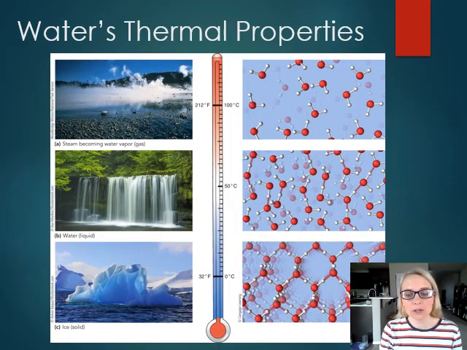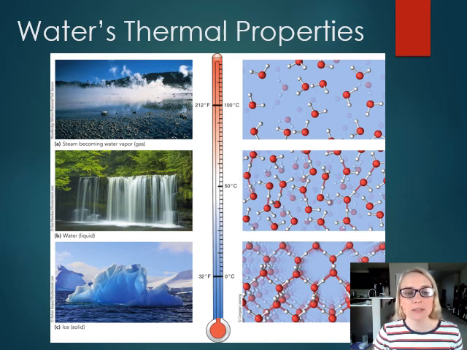All right, some other characteristics of water that make it unique, because of this hydrogen bond, are its unique thermal properties. Again, just from life experience, you might know that solid water, which we call ice, is less dense than liquid water, which we usually just call water. And gaseous water, or water vapor, is the least dense of all three. Here we can see an iceberg, a waterfall, and some steam, some water vapor.